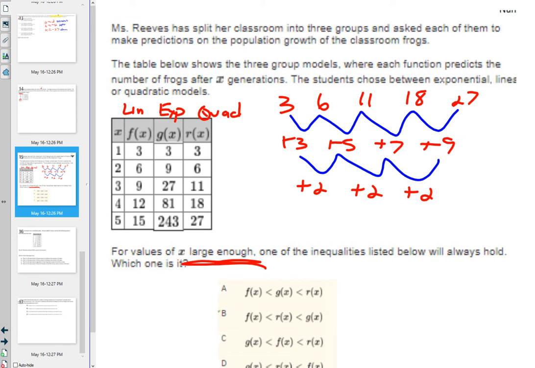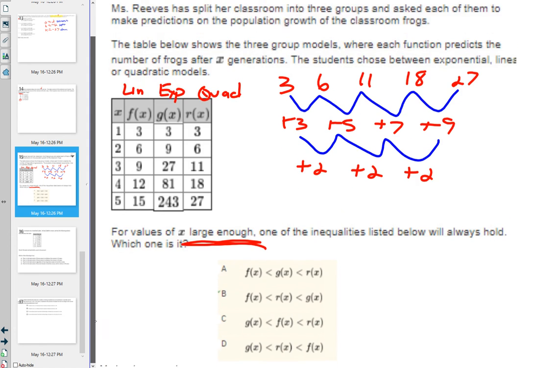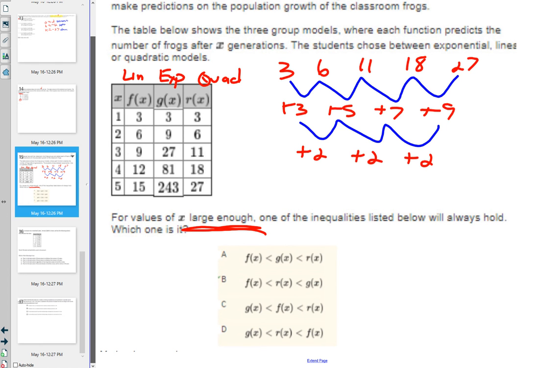So what's going to get fastest, the biggest? Well, actually, no, wait. These are less than signs. Which is going to be the slowest? The slowest is the linear, which is f of x. Then we would go to R of x and then G of x.